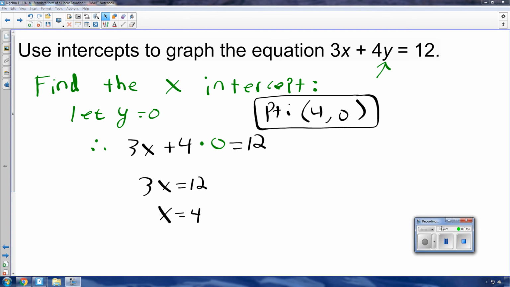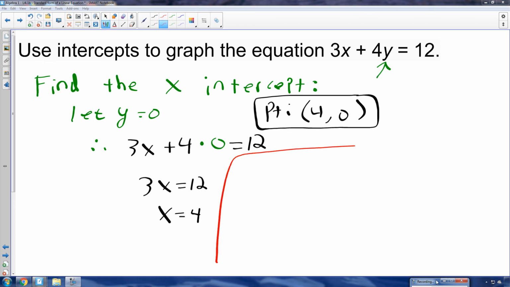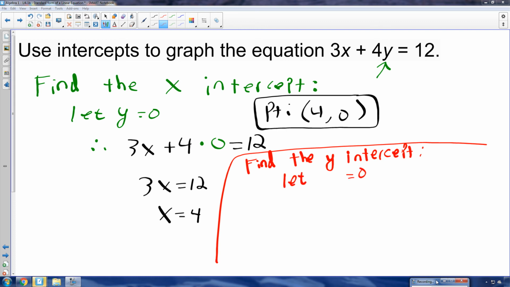All right, so now I'm going to find the y-intercept. So if I'm trying to find the y-intercept, I've been doing that with red, I think. So I'm going to also find the y-intercept. I know I'm writing out a lot, but I think it helps to write out what we're doing. Find the y-intercept. So what does that mean? That means I need to let what equal what? Let x equal 0, right? We're going to draw a little pile of rocks.